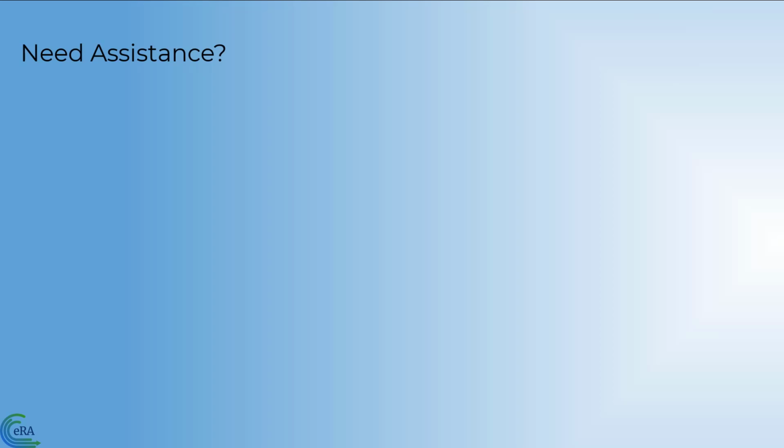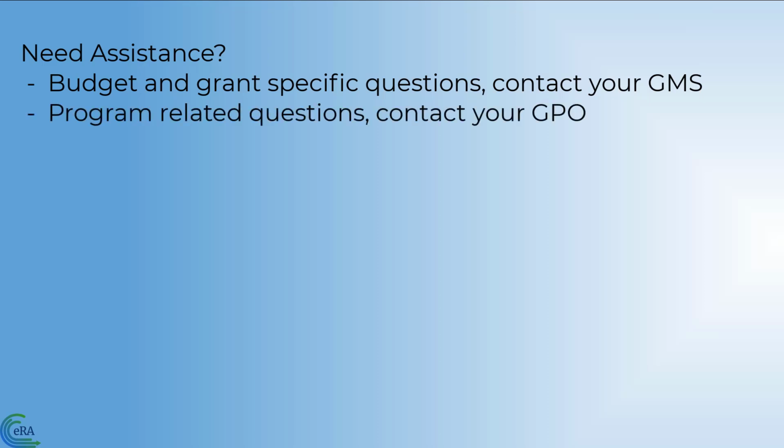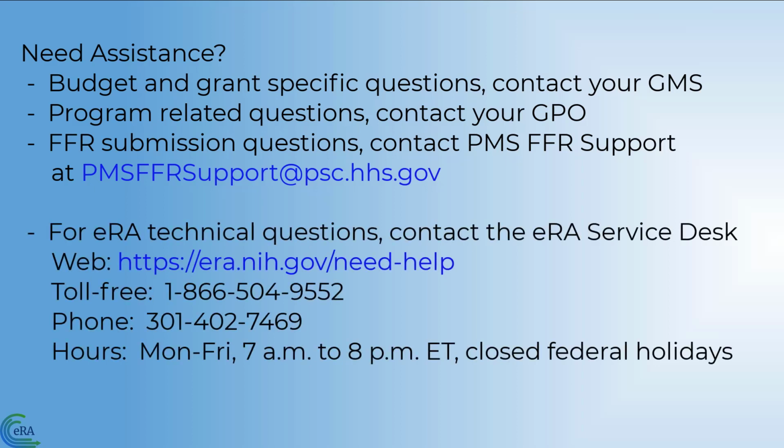If you need additional assistance, you can contact your assigned Grants Management Specialist, GMS, for budget and grant-specific questions. You can contact your assigned Grants Project Officer, GPO, for program-related questions. If recipients have any questions on submitting FFRs, they should contact PMS FFR Support directly at pmsffrsupport@psc.hhs.gov. And for ERA technical questions, contact the ERA Service Desk.